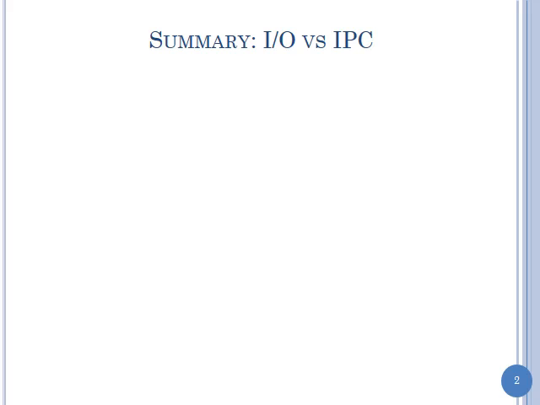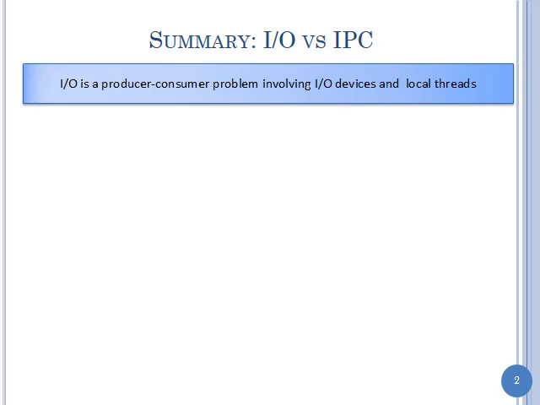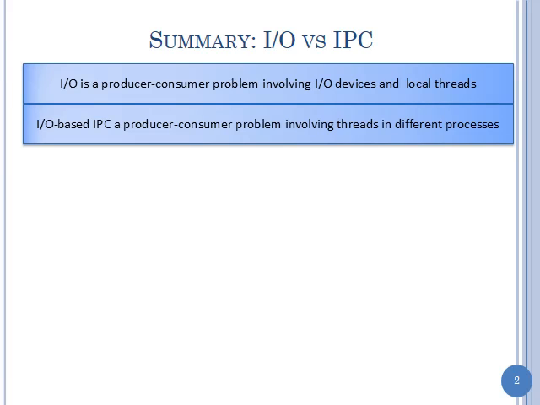Then, how is IO IPC? We saw that IO is a producer-consumer problem involving IO devices and local threads. That's what IO is. IO-based IPC is the producer-consumer problem involving threads in different processes, right? That's IPC, inter-process communication.